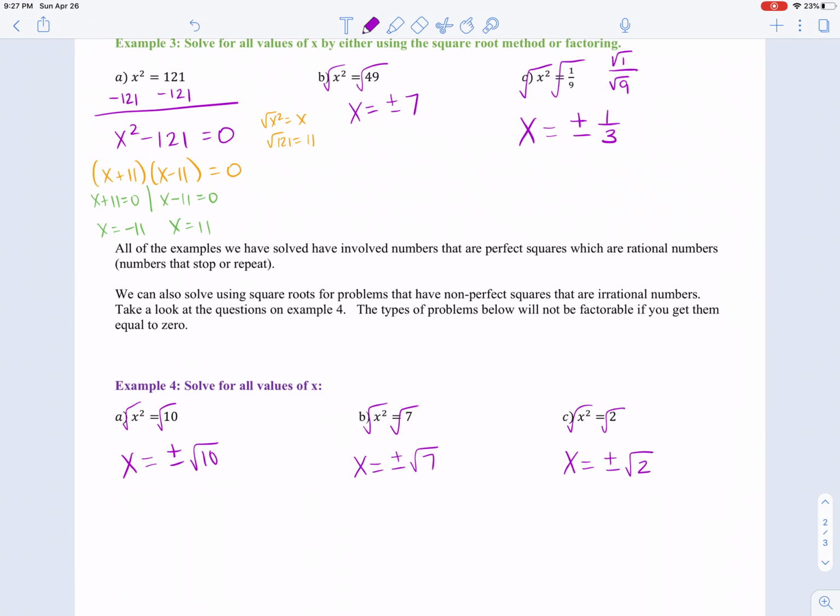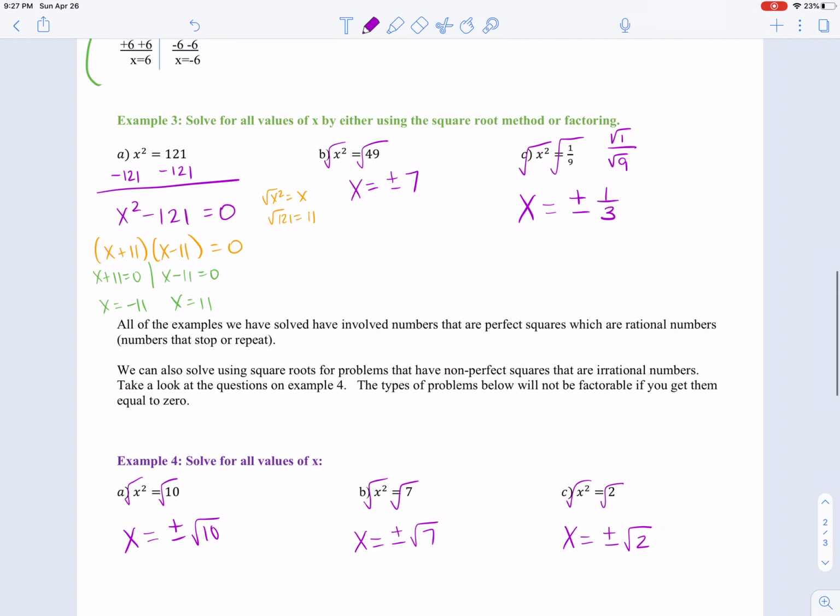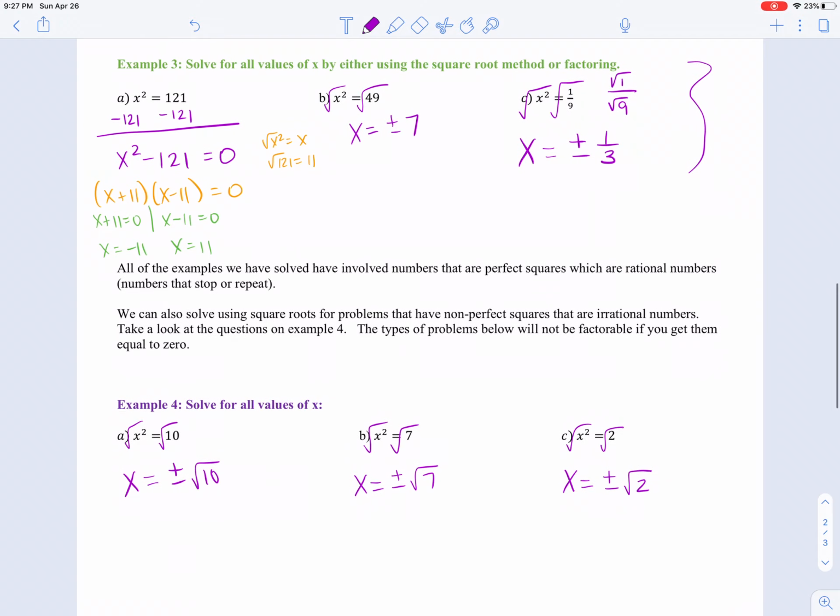So these last three equations had irrational solutions, so they're square roots in the answers. All the ones before that, like in this section here with example 3, the solutions are rational. There's no square root in your answer. So I'm going to leave you with just remembering that anytime you take the square root of both sides of a quadratic equation to solve, not to forget to take the positive and negative solution.